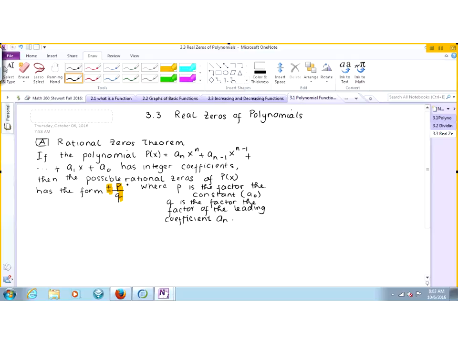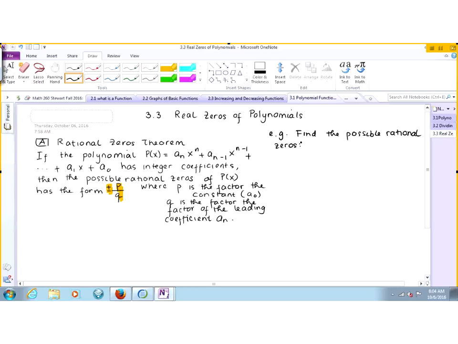so for each polynomial, this is what I want to do. So what does it say about the P and Q? What about the rational zeros? What is P? All the factors of the constant. And what is Q? All the factors of the leading coefficient. Yeah. So let's talk about find rational zeros. So for example, find the possible rational zeros.